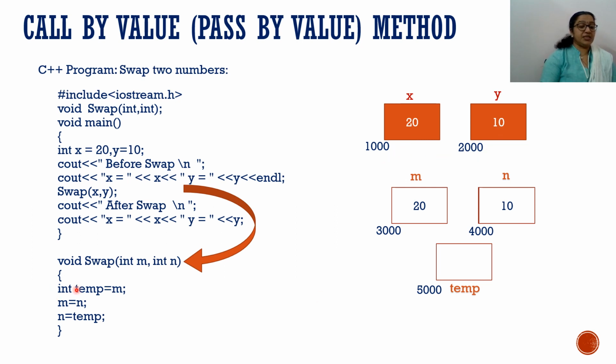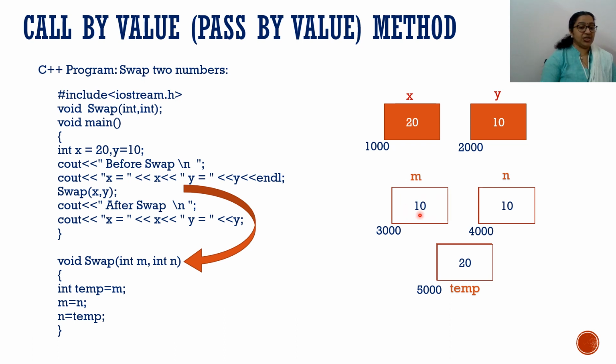Now the statement int temp is equal to m. So temp is empty now. Temp is equal to m, so temp is copying the value of m. So temp is 20 now. Now m is equal to n. We are copying the value of n to m. So 10 we are copying to m.